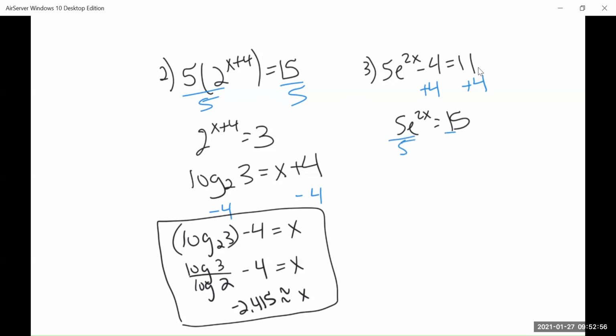Again, we divide by 5. e to the 2x equals 3. And now I'm stuck. There's not going to be a way for me to rewrite 3 using a base of e again, so we need to change it to log form.